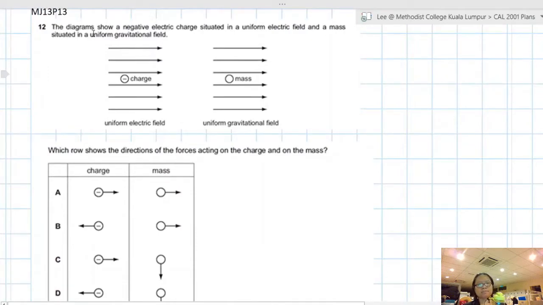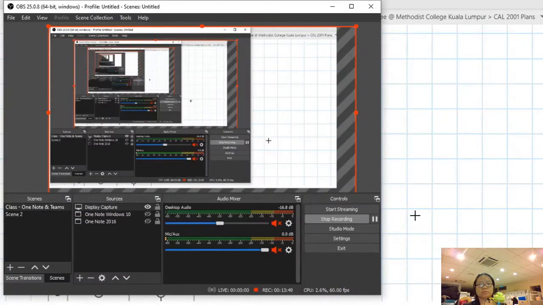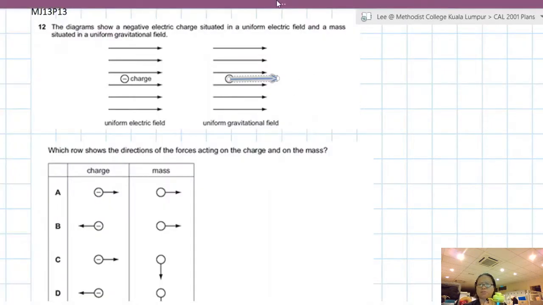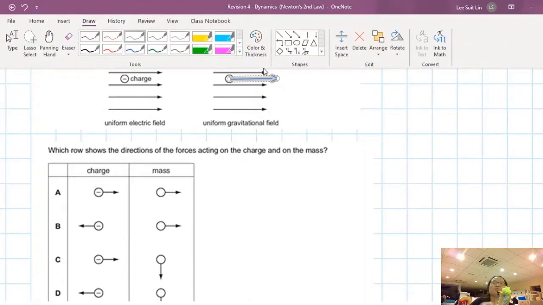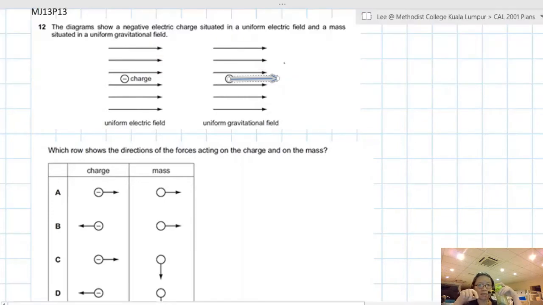Alright, this one, you have a negative charge in an electric field and a mass in a gravitational field. Okay, so sorry about the editing error. I ain't gonna edit again. So right now, to find the direction of force, it must be parallel to the direction of the field strength. So right now you can see field strength is like GPS for force.